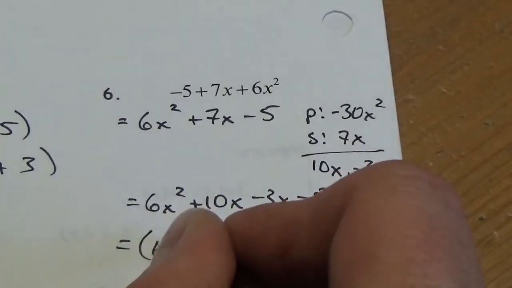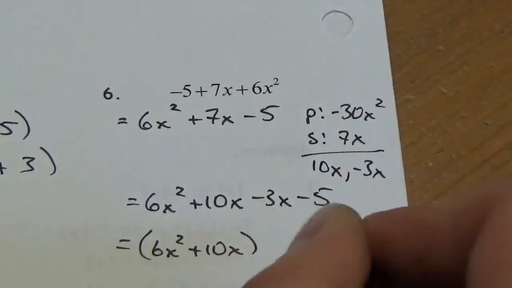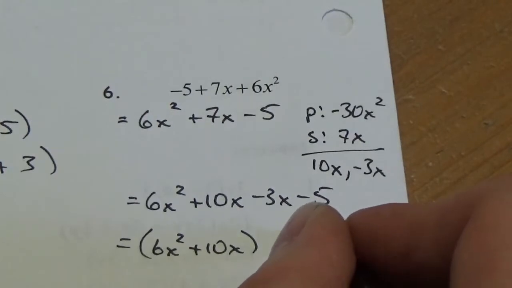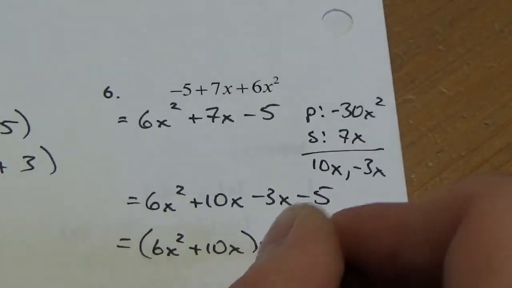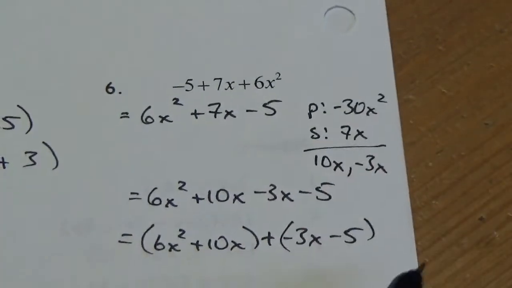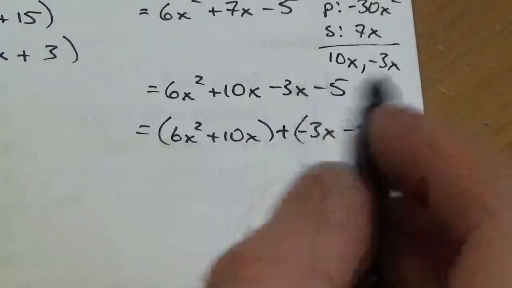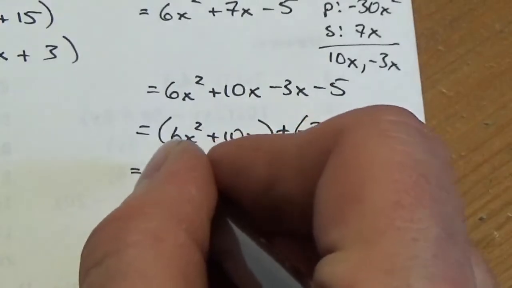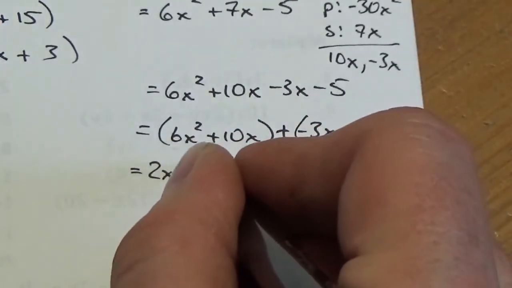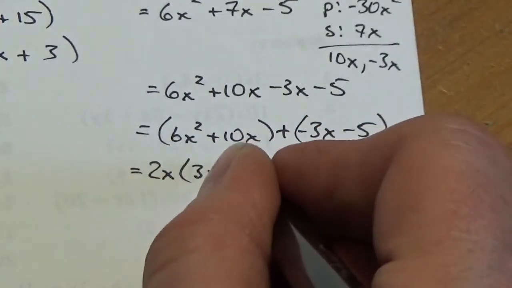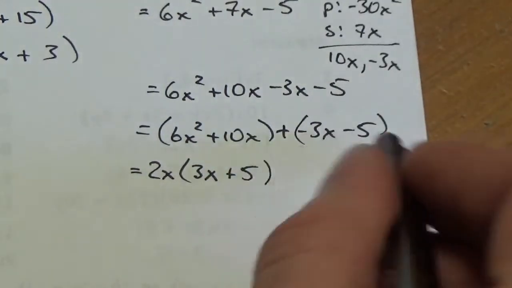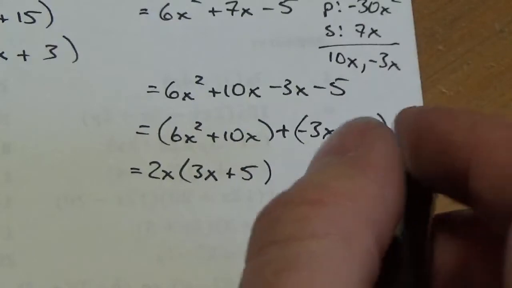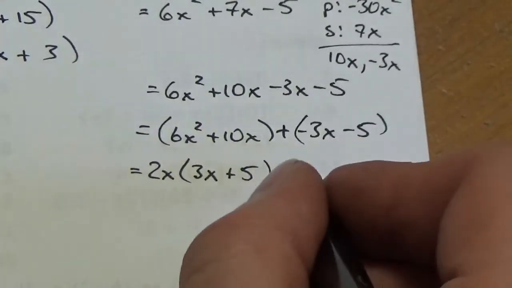And so now we're going to do grouping. And remember, I'm going to pull that negative in with the 3x. And I'm going to make sure there's a big old addition between the two of those expressions there. What's common is 6x squared and 10x? Well, that's a common 2x. And when I factor that out, I'll be left with 3x plus 5. And then over here, what's common to both of those? Well, not much. But there is a negative that's common, and I will pull that out.